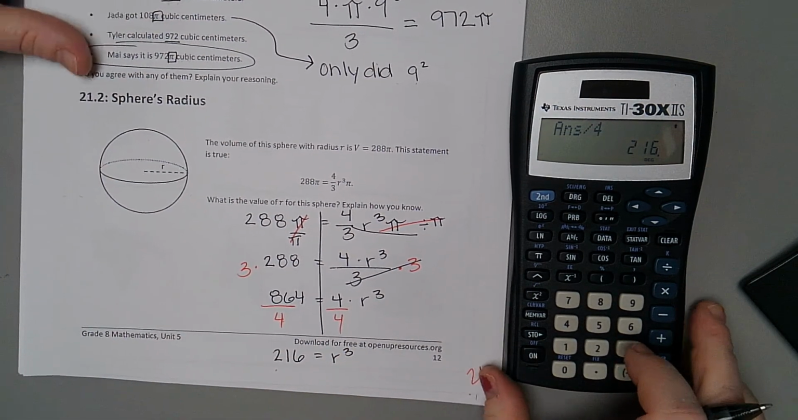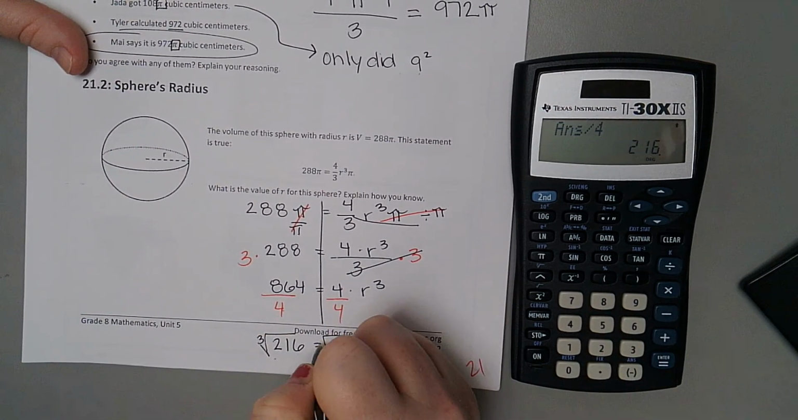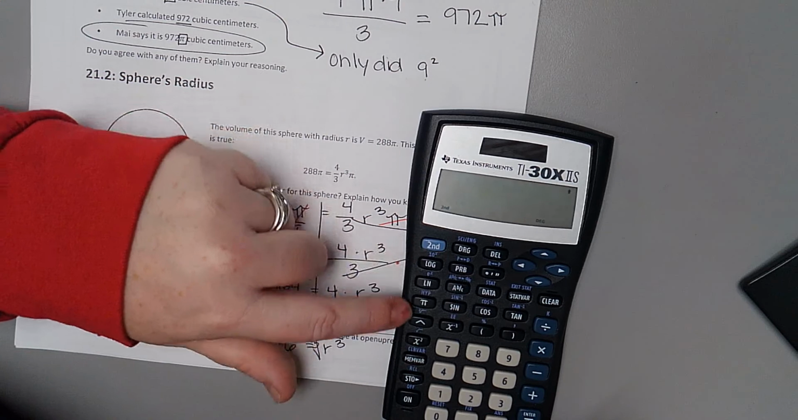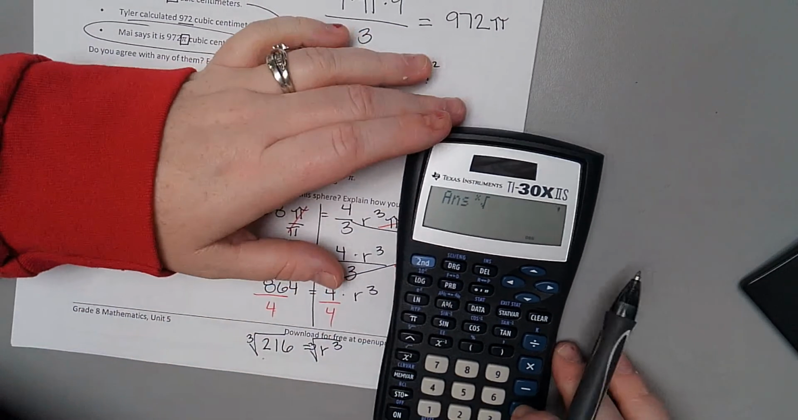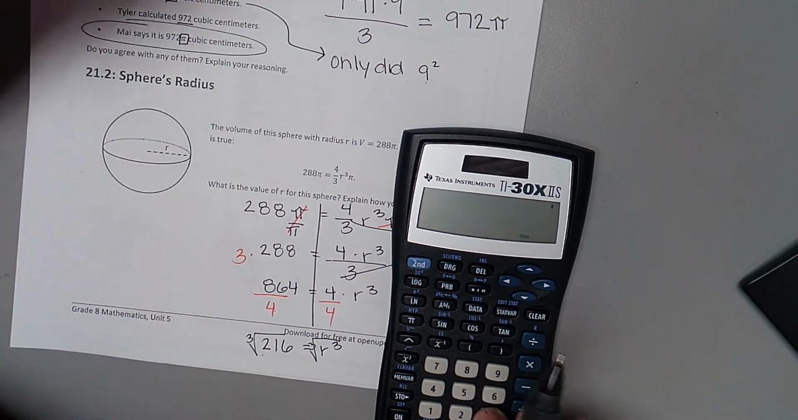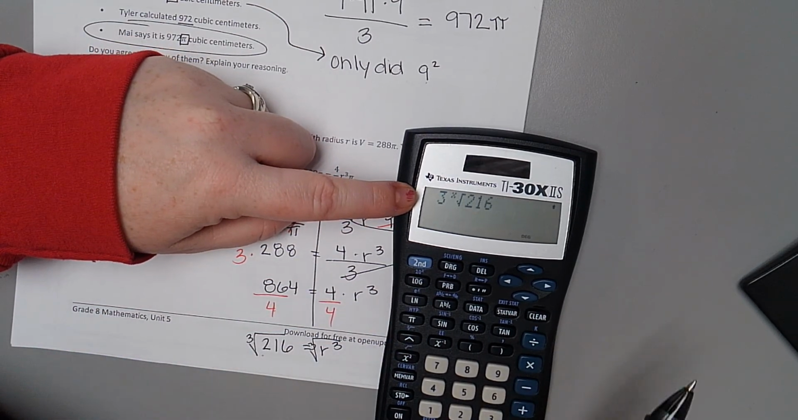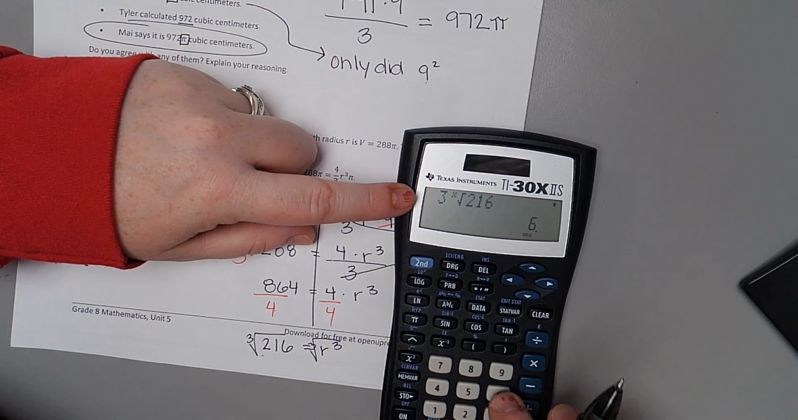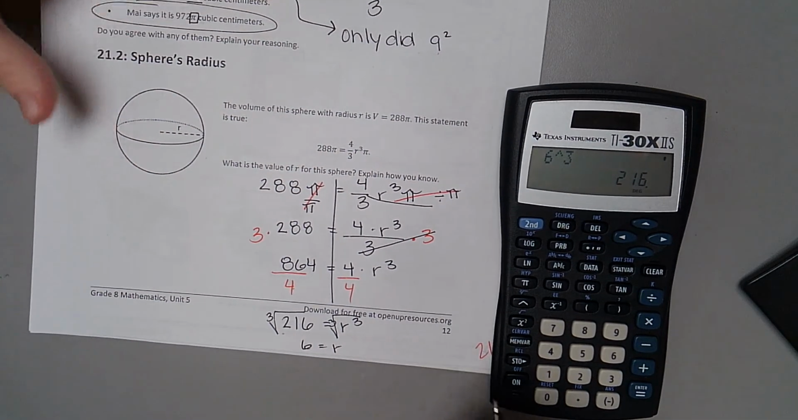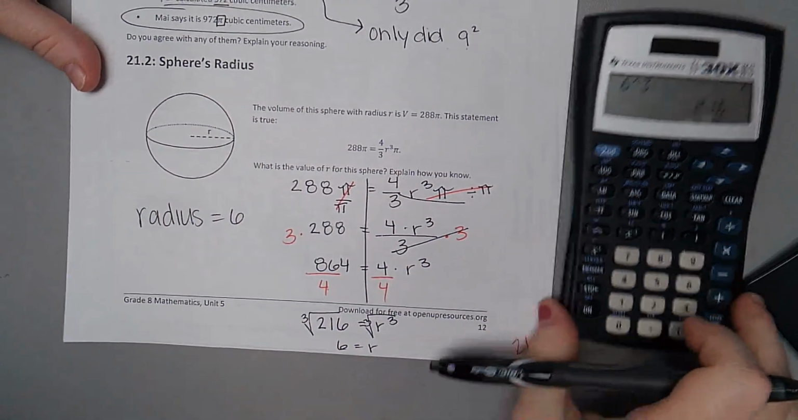r cubed. The opposite of cubing something would be to find the cube root. And to find your cube root on a calculator, it's the second key and then this caret key. We might need to hit 3. So that's going to find the cube root of 216, which is 6. And we can double check that 6 cubed is 216. So the radius equals 6 units.